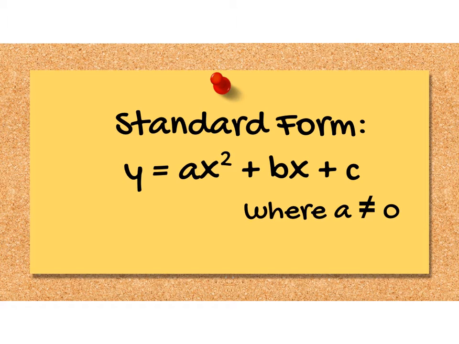Okay, so let's review standard form. y equals, or f of x equals, ax squared plus bx plus c. And remember, a cannot be 0. If a is 0, you don't have an x squared term anymore, and now you have a linear function. Okay, b can be 0, c can be 0, a cannot be 0.